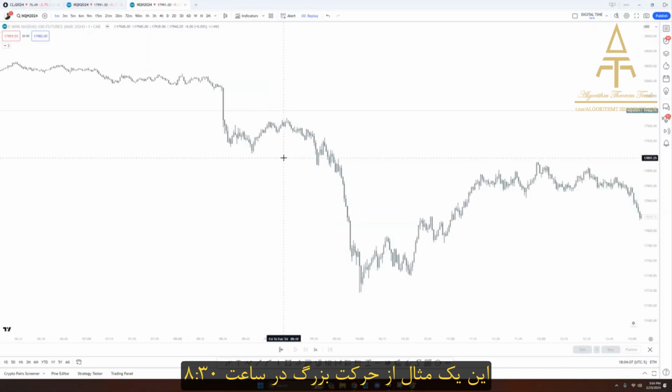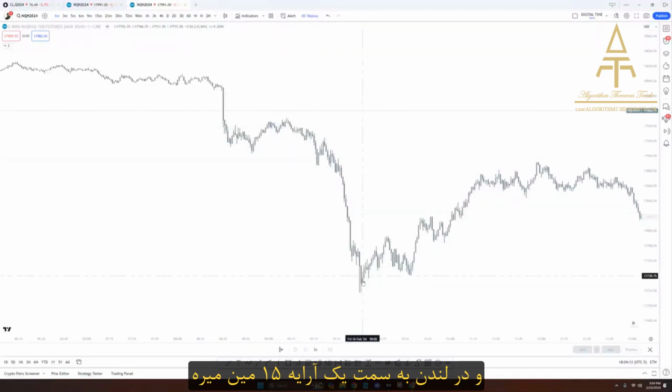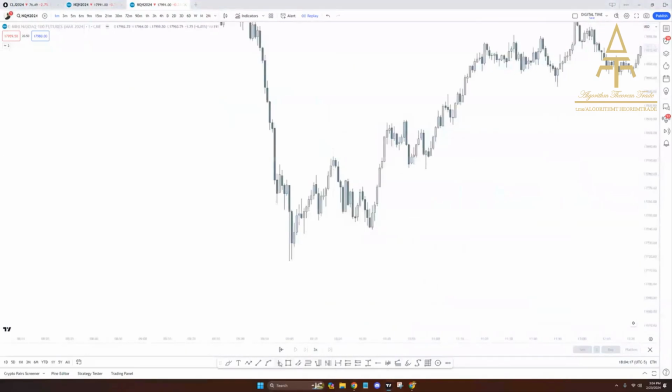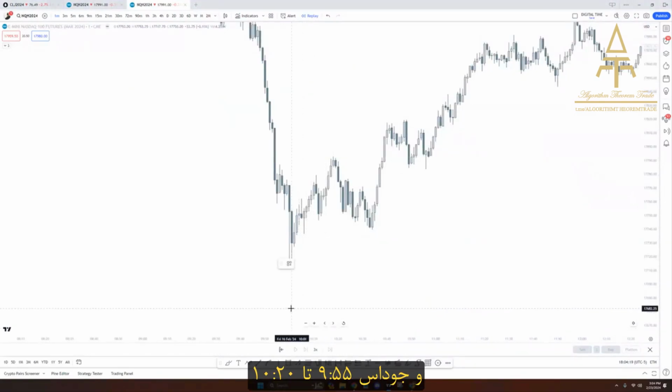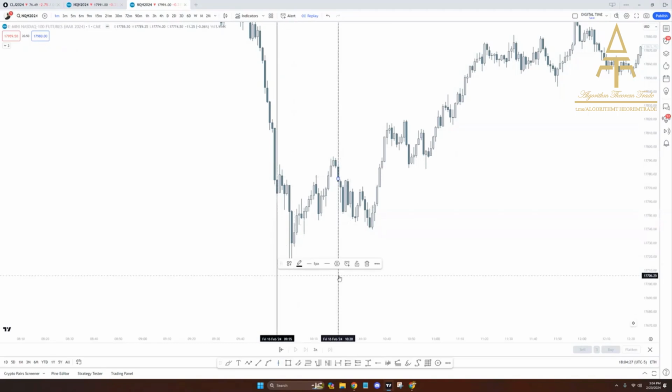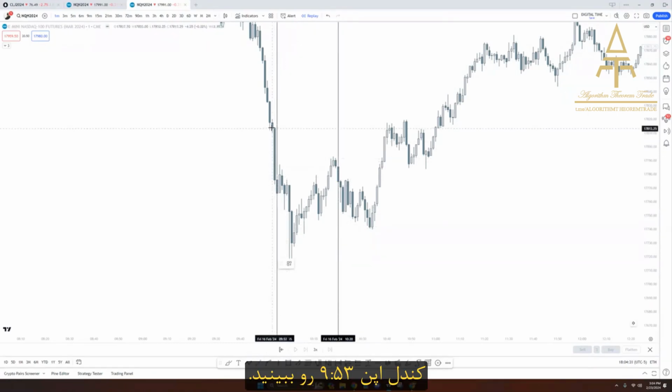So here's an example of a large downside move, 8:30 news, Big Ben, push down to a 50-minute PD array, Judas, 955 to 1020. What does it start doing at 955? It begins to chop. We must then observe the 953 opening price up here.